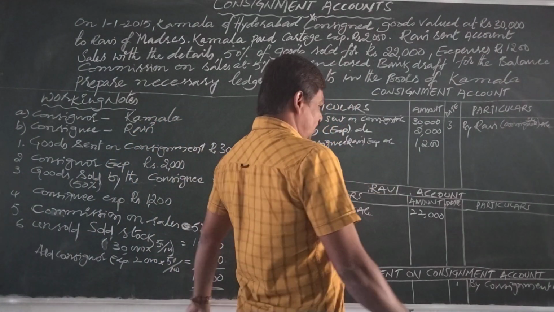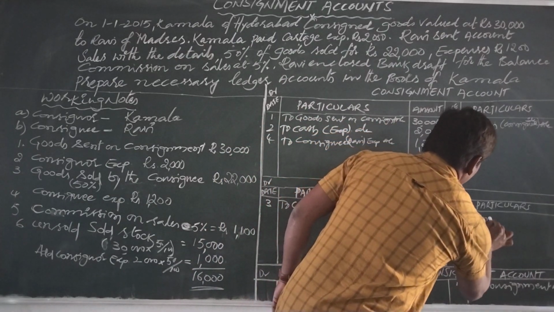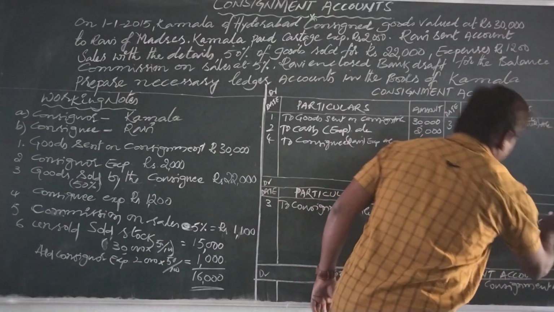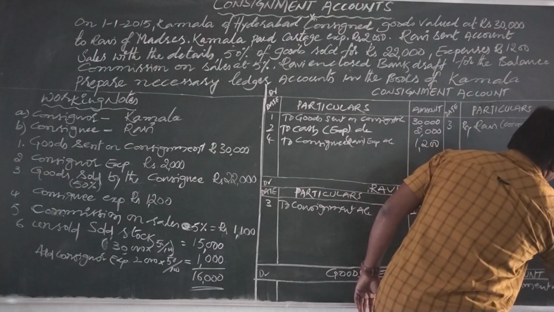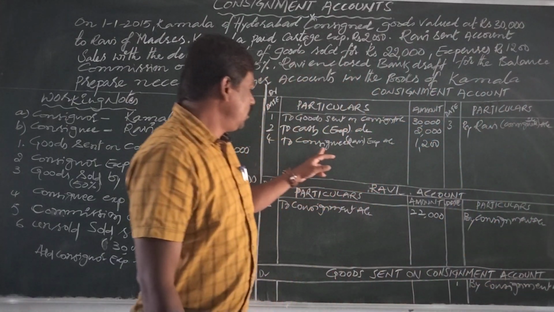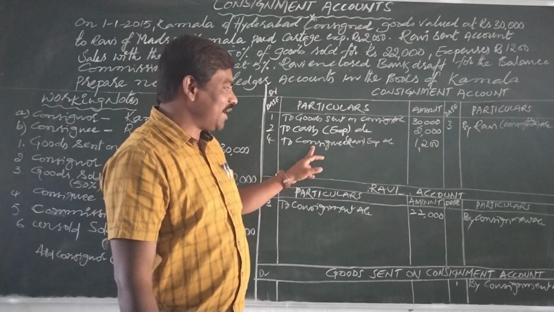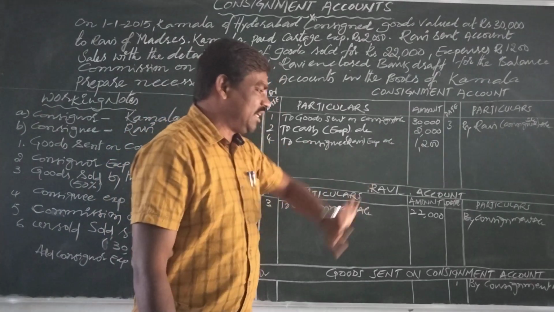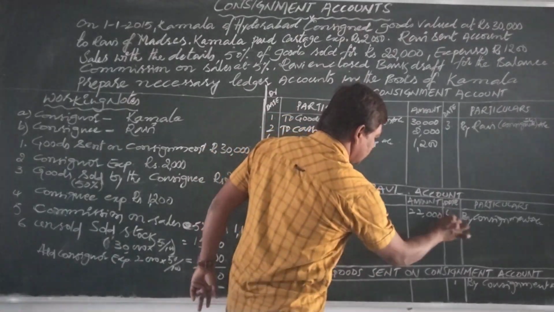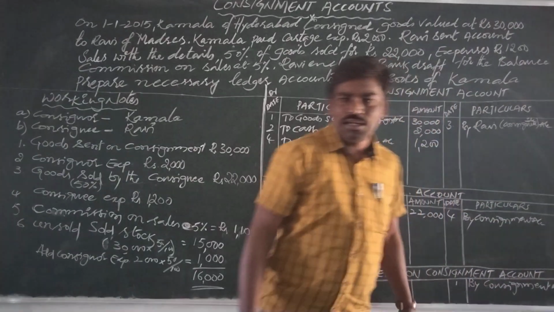And come to the credit side of Ravi account by consignment account 1200. So here on the debit side of consignment account, we write Ravi account in brackets consignee expenses rupees 1200, and in the consignee account credit side, by consignment account in brackets expenses rupees 1200.